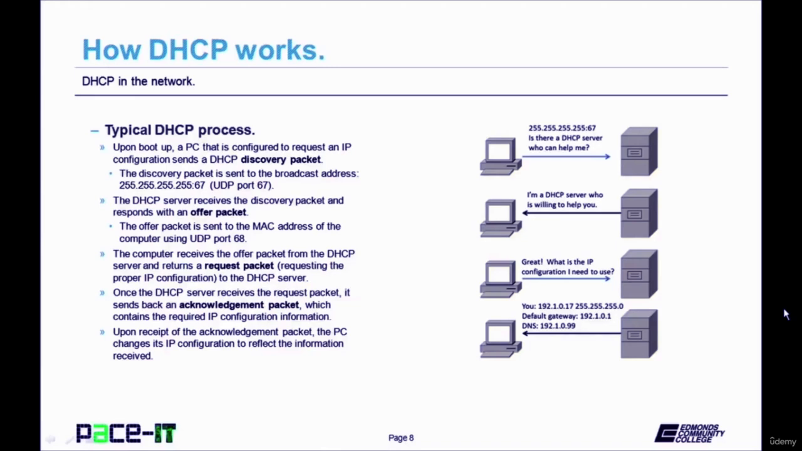That means it's requesting the proper IP configuration from that specific DHCP server. Once the DHCP server receives the request packet, it sends back an acknowledgement packet. Now, this acknowledgement packet contains all of the required IP configuration information. Once the PC receives the acknowledgement packet, the PC changes its IP configuration to reflect the information that it received from the DHCP server. And that's the typical DHCP process in a nutshell.